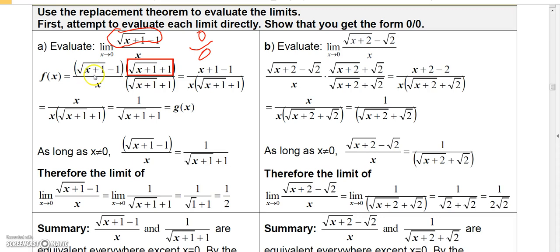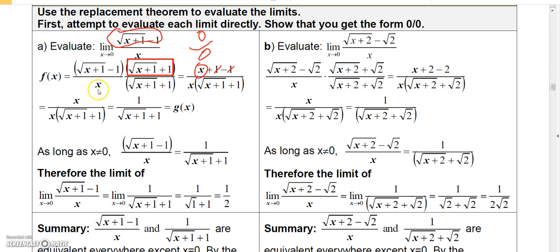So now let's see what happens when we do that. When we multiply this, you're really multiplying a difference of perfect squares. So you have square root of x plus 1 times square root of x plus 1, which will just give me x plus 1, and then minus 1 squared, which is minus 1. And then of course the minus 1 and the plus 1 cancel, so all I have in the numerator is x.